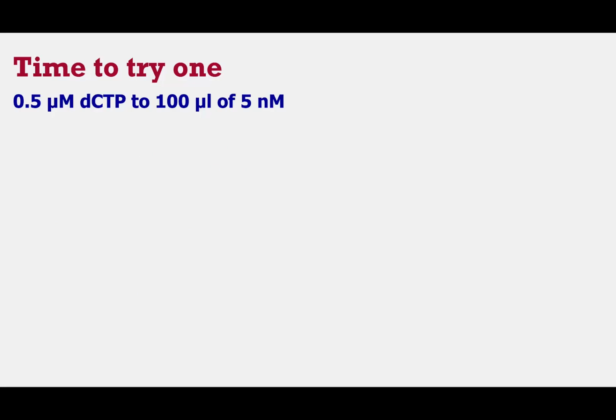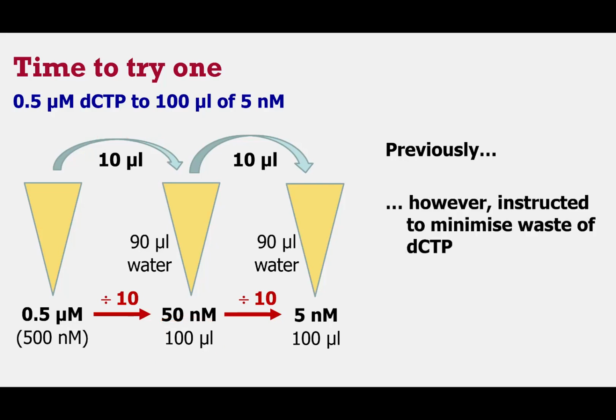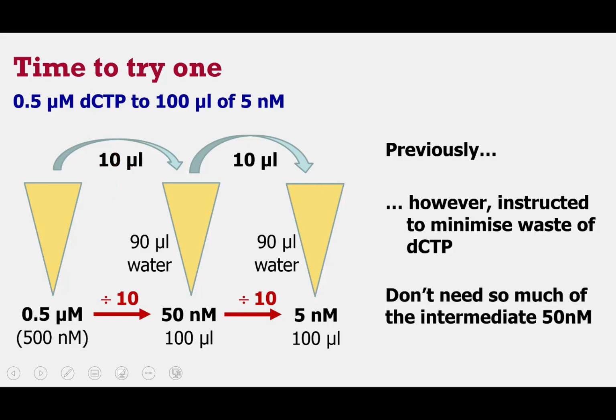So moving on then, 0.5 micromolar dCTP, now we're wanting to make 100 microlitres of 5 nanomolar. This is what we did previously, but notice that we are using 10 microlitres of our initial solution here, which actually we don't need to use that much. We don't need to end up with 100 microlitres because we've got that in a separate reaction. So we want to minimise waste, and so our crucial thing to factor into that is that we can take less than 10 microlitres. We can in fact take 2 microlitres instead.